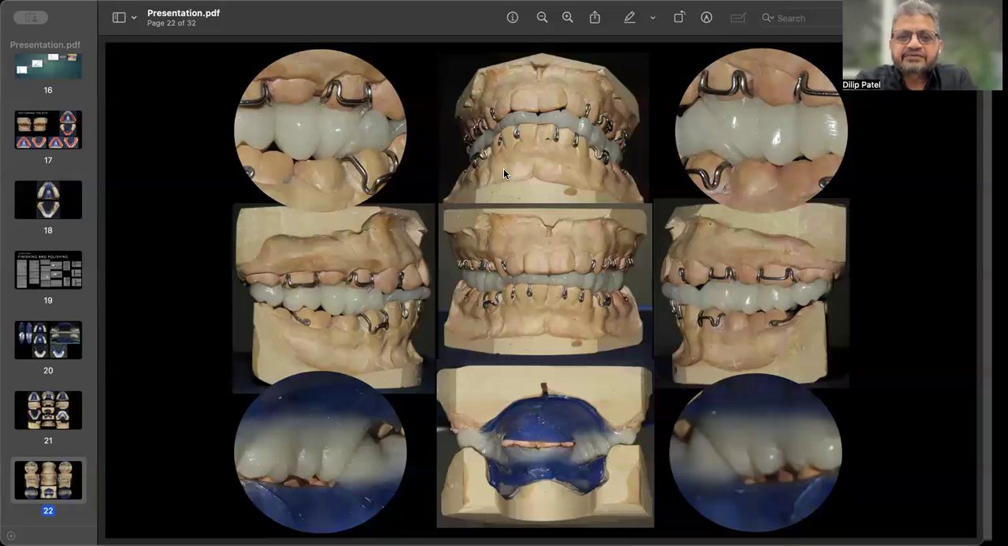The same applies. Look at how they occlude in the anterior. The lower block is touching the upper incisor so that it helps in the tearing of the food. Posteriorly, you can see it is a cusp to groove occlusion, buccally as well as palatally. So efficiently the patient can chew the food immediately.